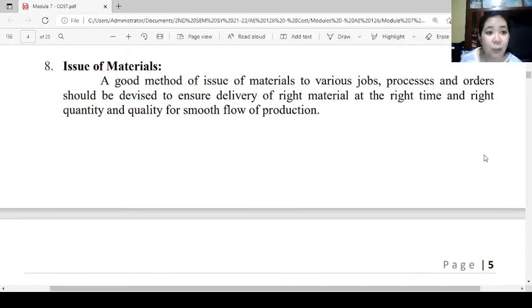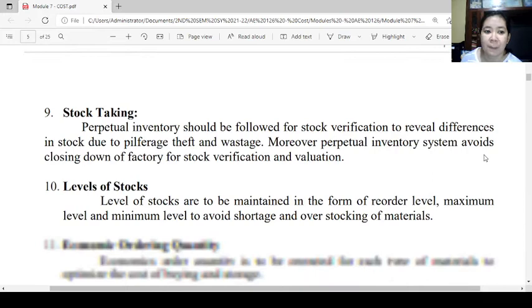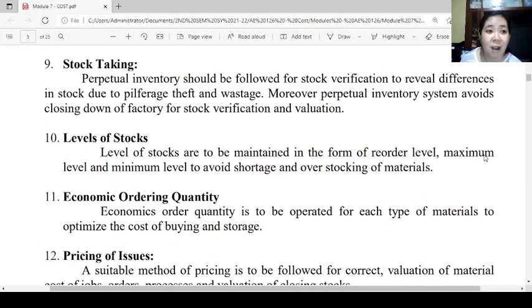Number 8 is the issue of materials. A good method of issuance of materials to various jobs, processes, and orders should be adopted to ensure delivery of the right material at the right time and the right quantity and quality for smooth flow of production. Number 9, stock taking. In perpetual inventory, they should follow stock taking for stock verification.